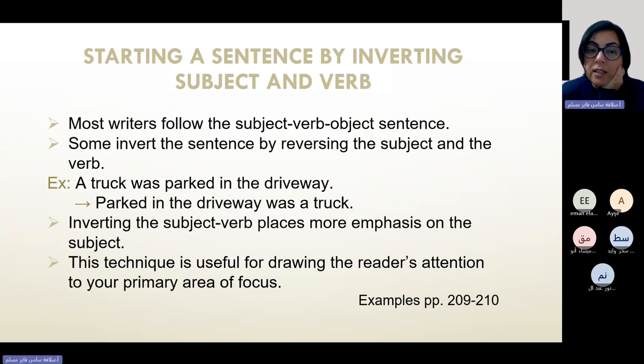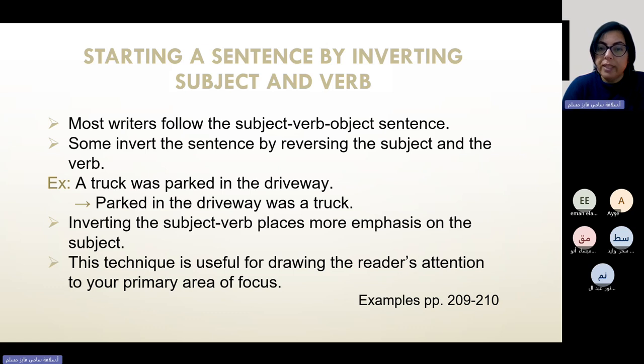Starting your sentence with an inverted subject-object style. We know that a sentence in English starts with the subject. Mary is working. Okay, subject, verb, and object or sentence complement. Most writers follow the subject, verb, object sentence type. Some invert the sentence by reversing the subject and the verb.